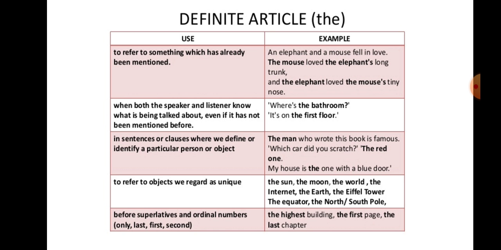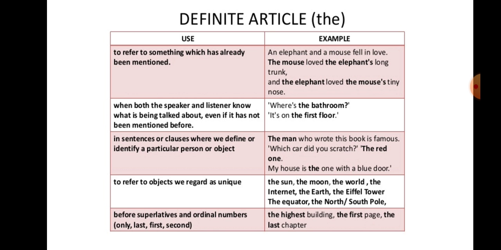Now you use the to refer to something which has already been mentioned. Already been mentioned means, now see the example. An elephant and a mouse fell in love. An elephant and a mouse fell in love. Okay, they showed their entire category. Now again it says the mouse loved the elephant's long trunk and the elephant loved the mouse's tiny nose.